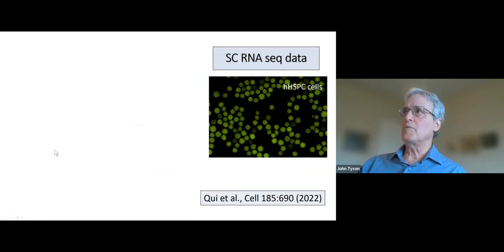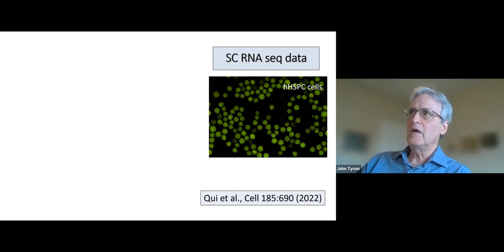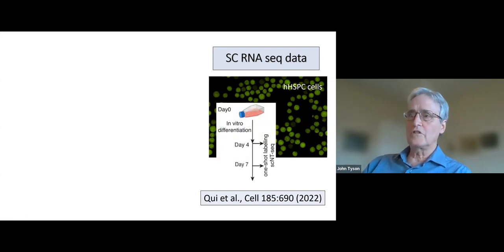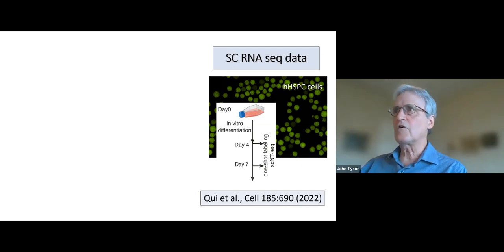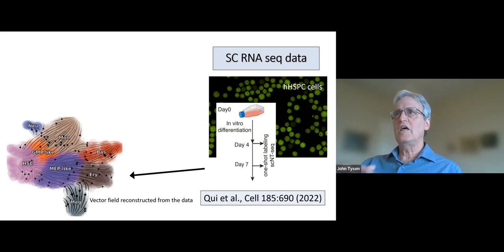Okay. My second example is single cell RNA-seq data. And again, this comes from collaborators of Genois. They were studying the differentiation of human hematopoietic stem cells. And they induced the differentiation with a hormone, I don't know which, and collected cells at various time points along the differentiation pathway and did RNA-seq data on the cells. And from the data, after a lot of data processing, they come up with a vector field that's reconstructed from the data. And it shows more or less how the stem cells diverge to different types of blood cells, megakaryocytes, erythrocytes, basophils, monocytes, and neutrophils, okay?